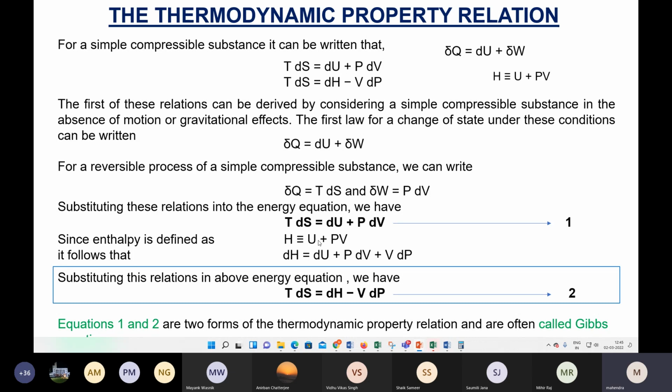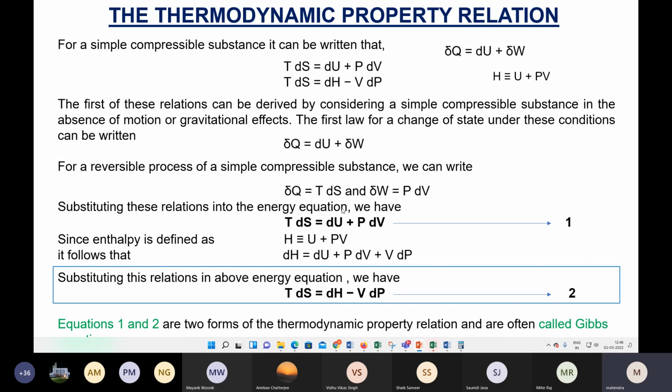That means dH equals dU plus, deriving in terms of two variable parameters, PdV plus VdP. So wherever your dU is there, this net term we will be substituting over here. That way, one equation we can derive this, and second equation we can derive this. These equations we can call Gibbs functions or Gibbs equations. These things we have to remember.